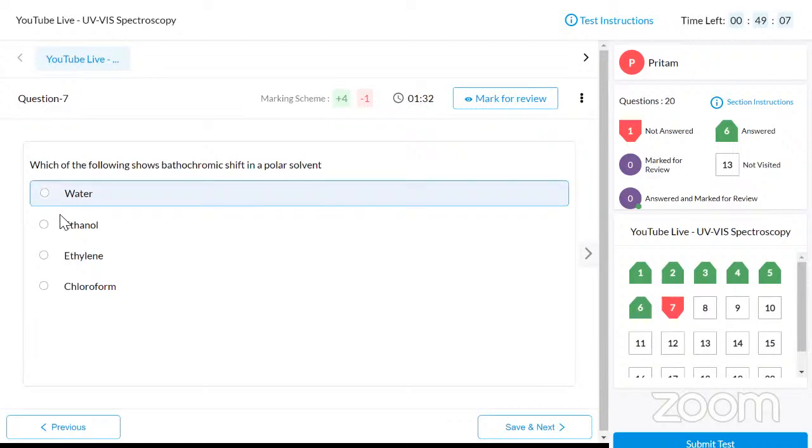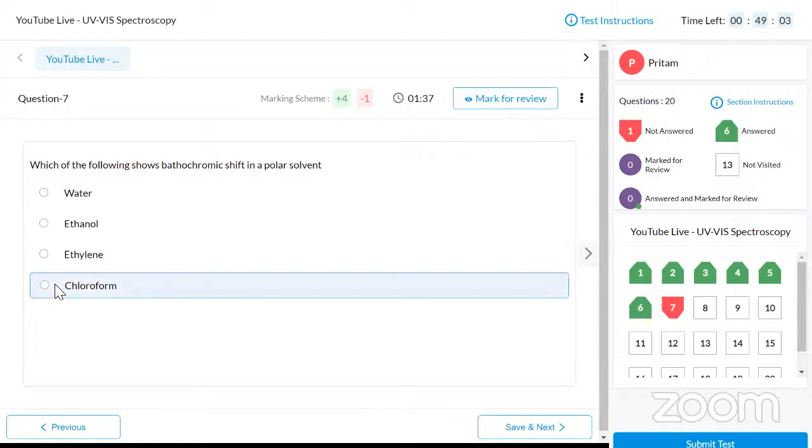We have option A, water, option B, ethanol, option C, ethylene, and option D, chloroform. So this is a little tricky. How will I know that one of these options has to be eliminated? Now it cannot be water. Why can it not be water? Because water is very polar in nature.